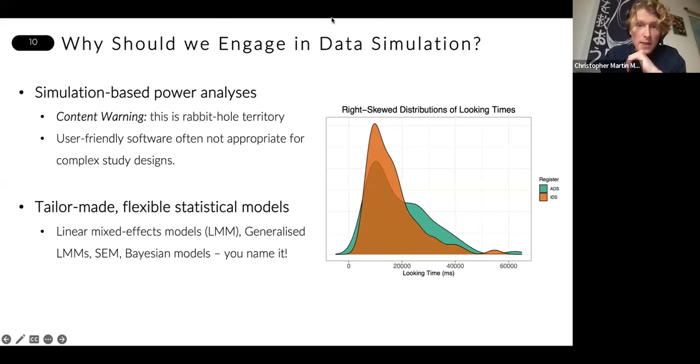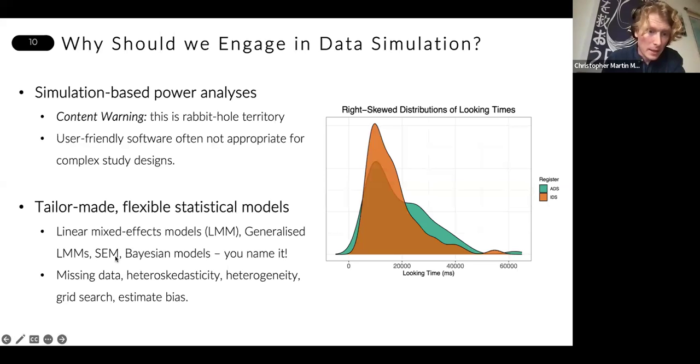And the reason why these simulated-data power analyses are so flexible is that we can use them for almost anything. We can use them for linear mixed effects models, generalized linear mixed effects models, structural equation models, Bayesian models, you name it. It usually starts with data simulation. And so data simulation is this powerful tool to really figure out what's going on in the data and how we can model the data.